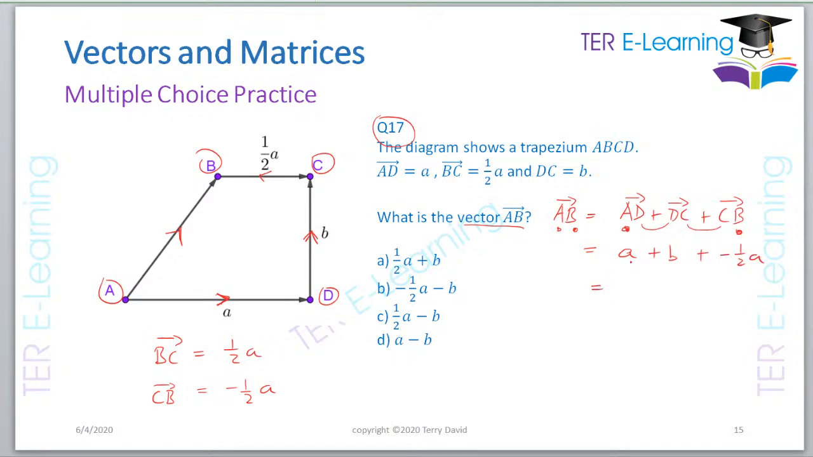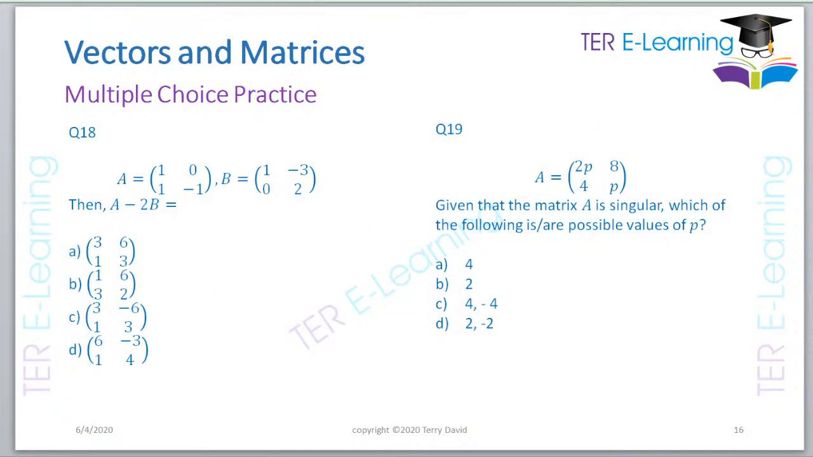So when you work this out, A plus minus a half gives me a half A plus B. So therefore, the answer is A for question 17. All right, great job, guys.